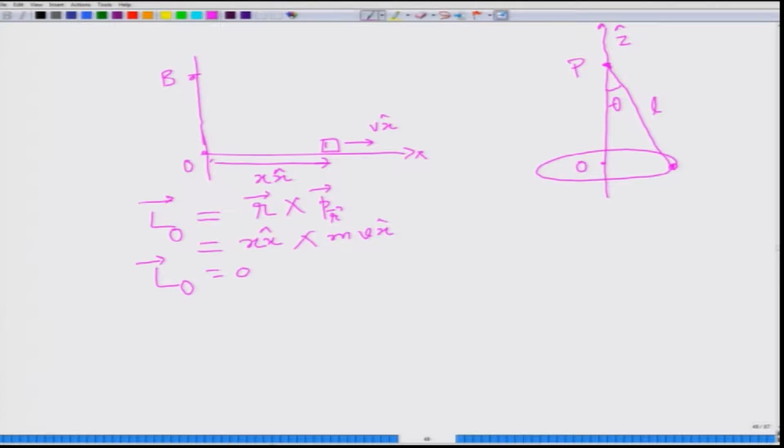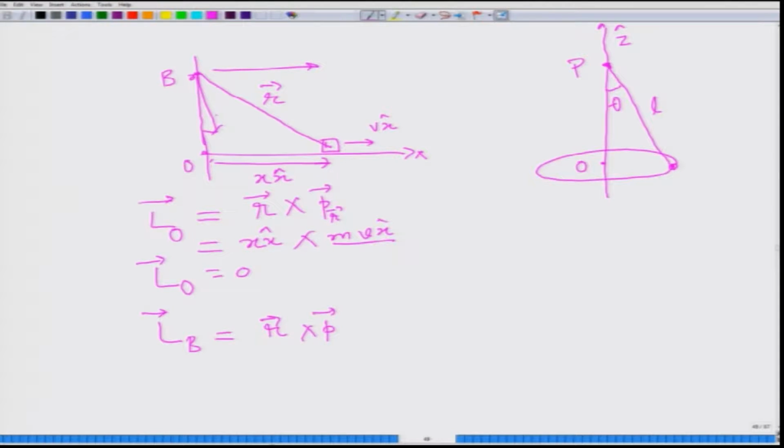Let us calculate angular momentum about point B. Then the angular momentum about point B will again be r cross p. This is our formula. Now with respect to point B, r is this. So take it r, and p is mv. This is r cross p. Now for convenience, let us decompose this r in two directions. One is parallel to the motion of the object and the other is perpendicular to it.